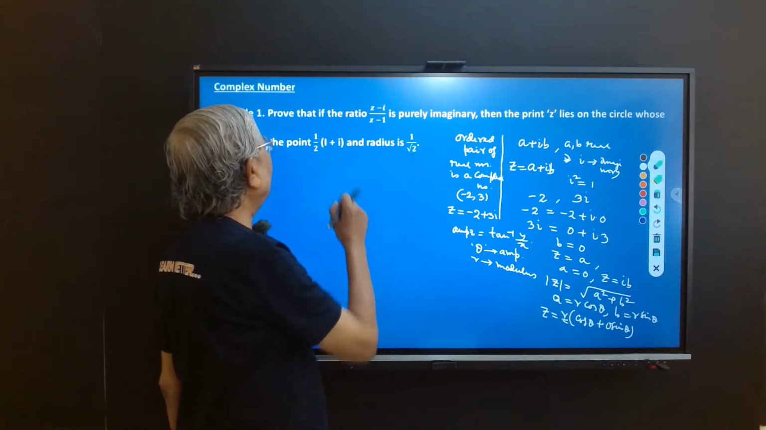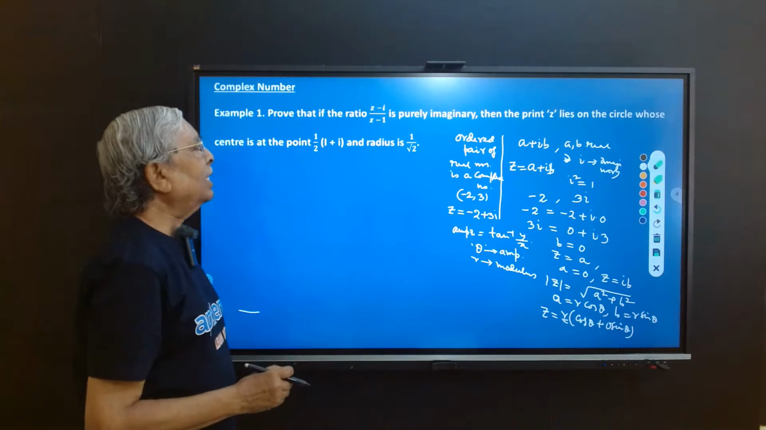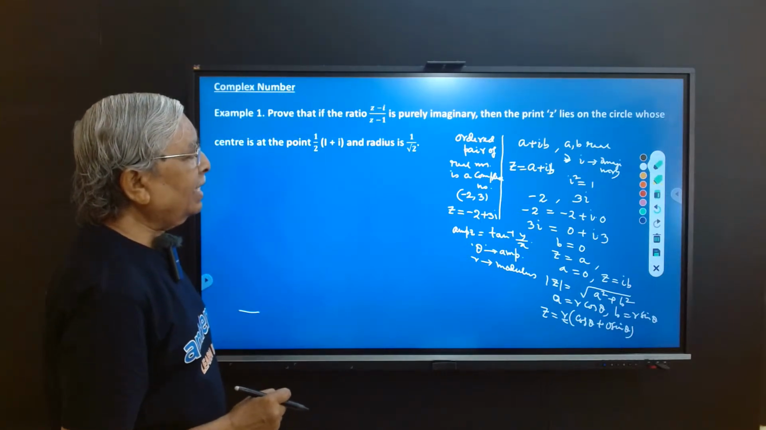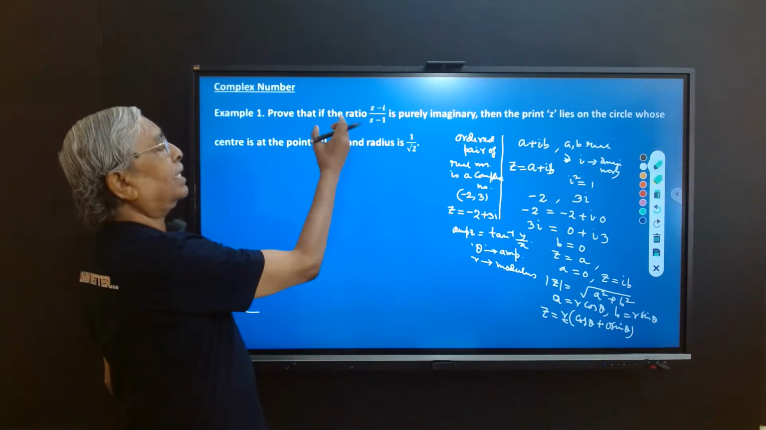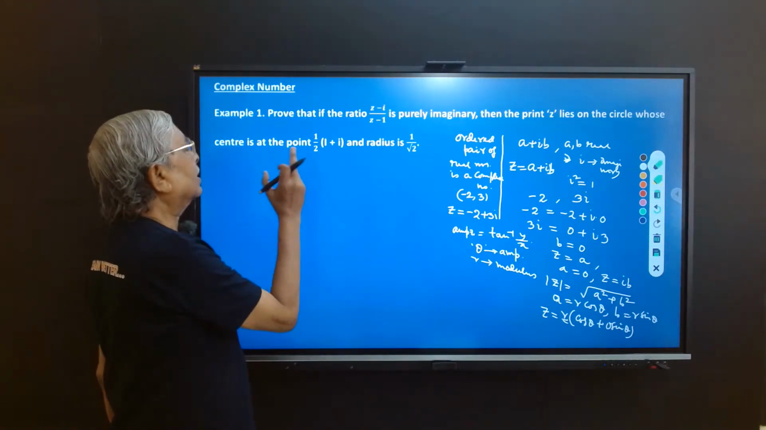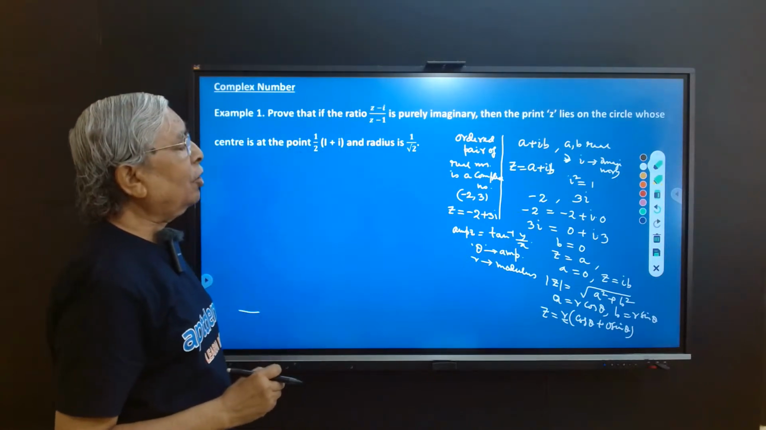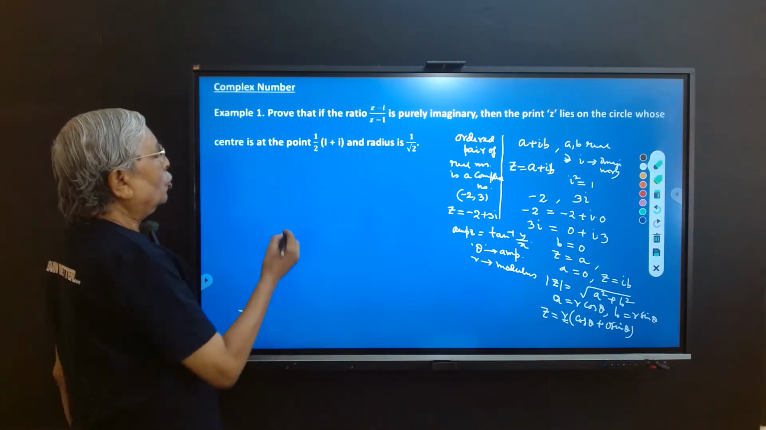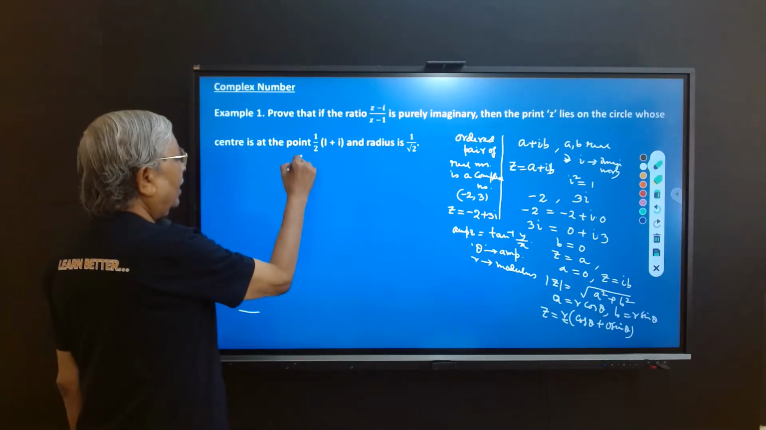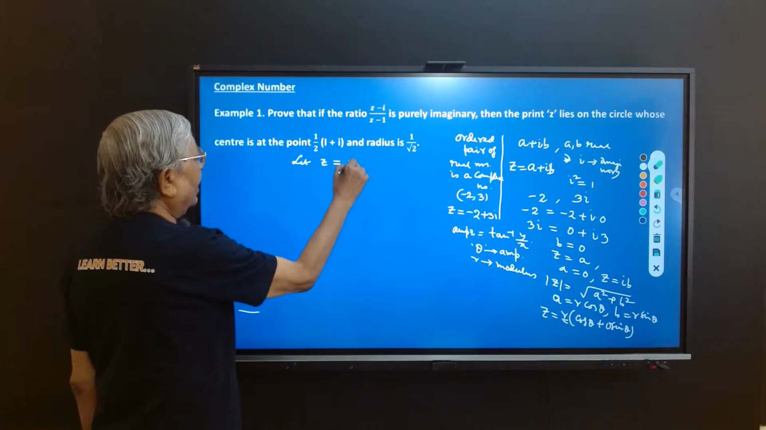Now here you are given: prove that if the ratio (z minus i) with (z minus 1) is purely imaginary, that means this complex number has the real part 0, then you will show that z lies on a circle whose center is at the point half into (1 plus i) and radius equal to 1 by root 2. So let us write z equal to x plus iy.